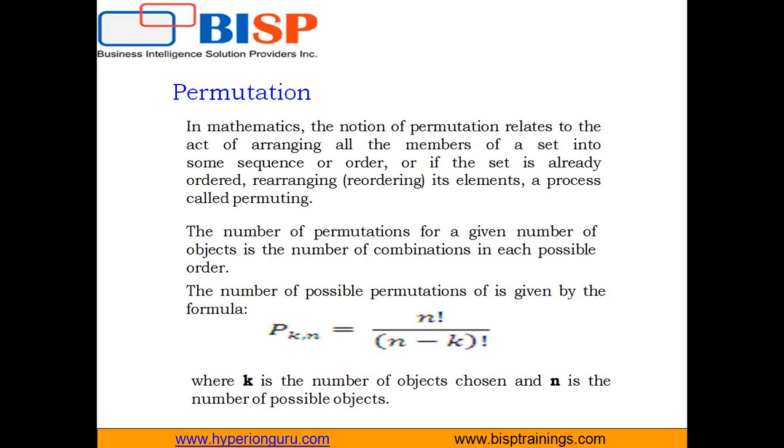So what does this mean? It means a permutation is only interested in rearranging the elements of the set. Any duplications of the collected elements in a different order is fine. A permutation therefore tends to be a large number. So the math formula of permutation is like this: factorial of n divided by factorial of n minus k, where k is the number of objects chosen and n is the total number of possible objects.